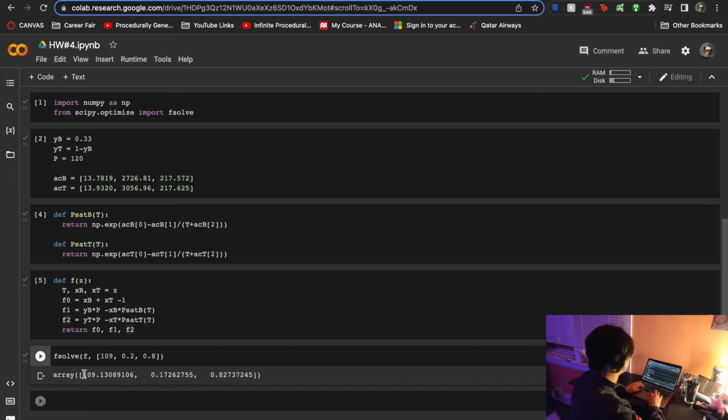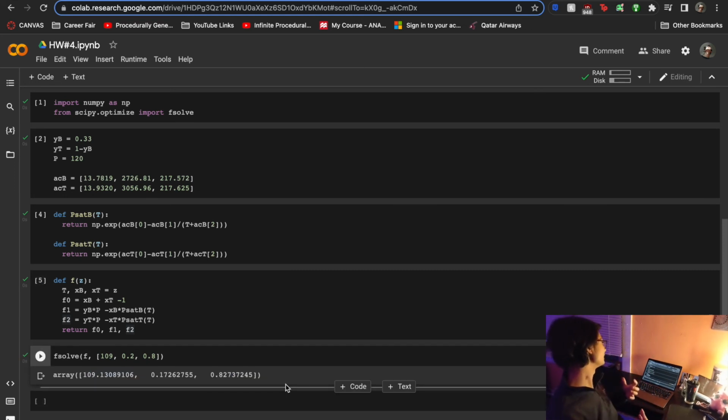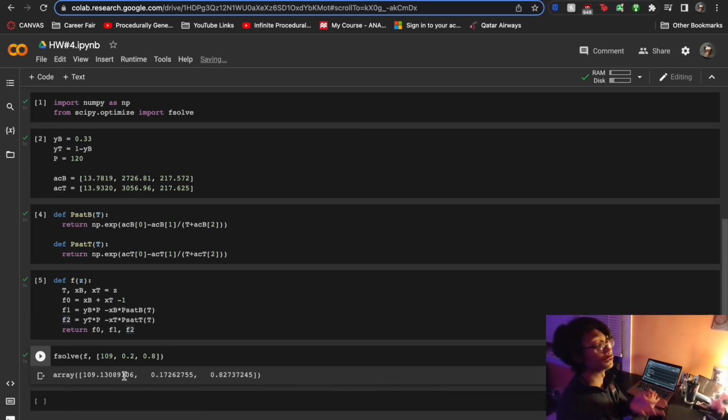So yeah, we got these values. What this basically means is these numbers are the solutions to our problem. So the temperature has to be 109.13. The mole fraction of benzene is actually 0.173. And the mole fraction of toluene is 0.827. So this is how we solve a vapor liquid equilibrium problem.